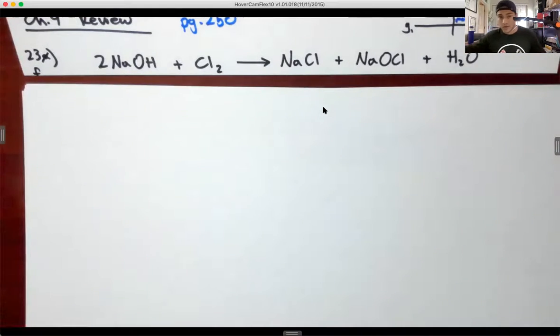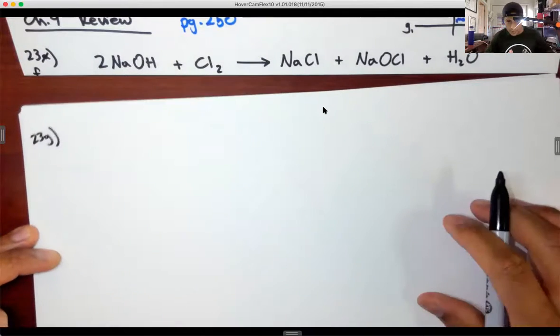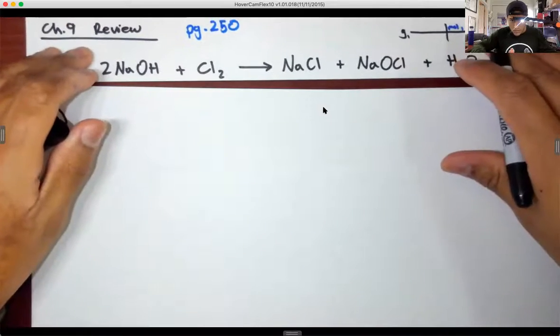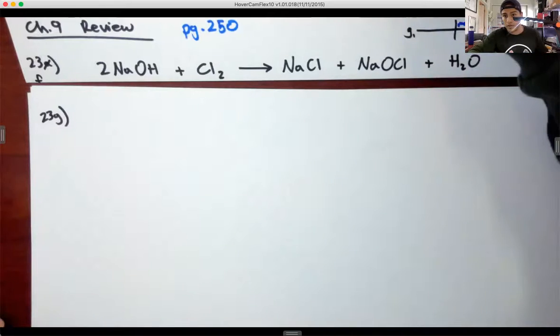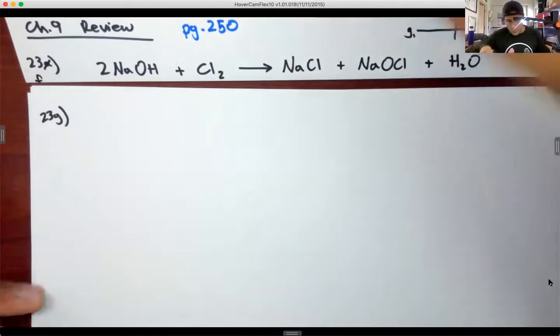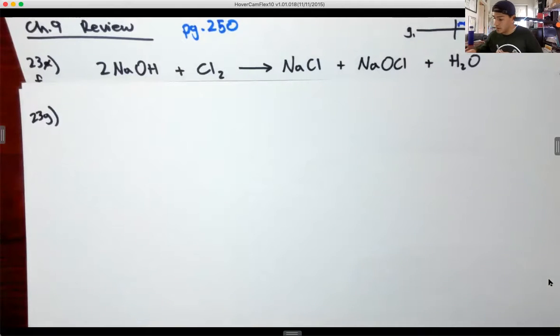Okay. All right. So we're gonna go ahead and we're gonna finish. We're gonna do letter G now. So we're gonna do 23G. Okay. Now we're gonna use the same chemical equation. Okay, so I have the same exact chemical equation up there for us to see, for us to use. Okay, but now we're going to try to figure out what this 23G asks of us.